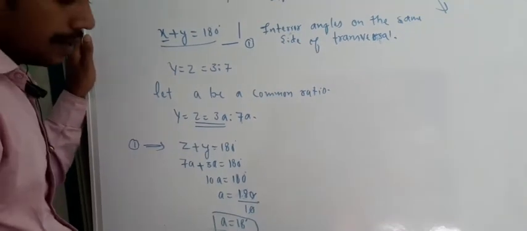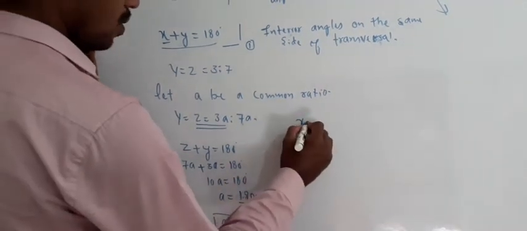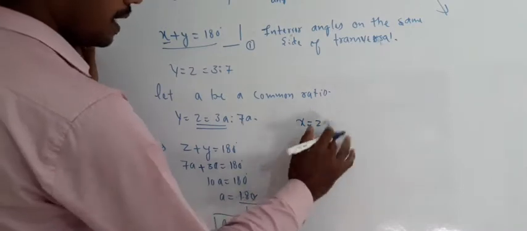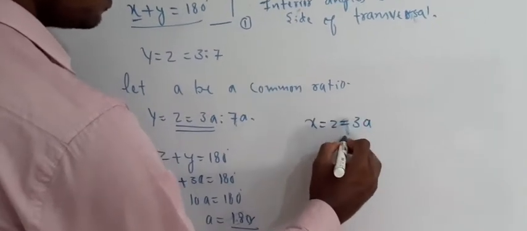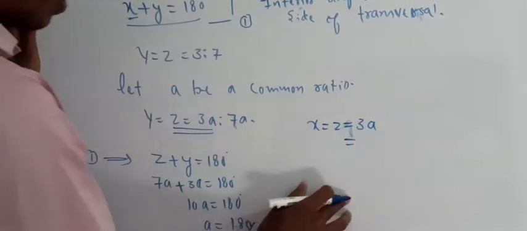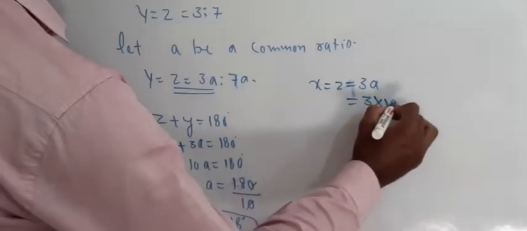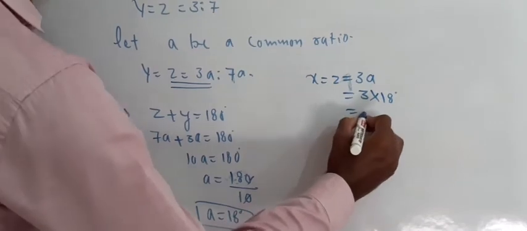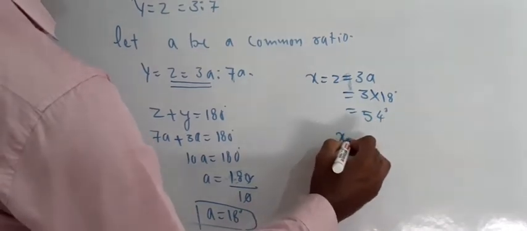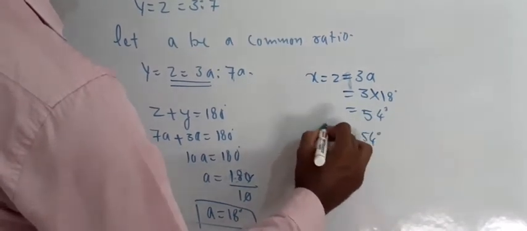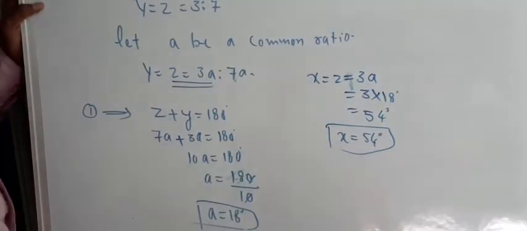Now, what is x here then? x is equal to z. Z is equal to 3A. Yes or no? Then z is equal to, what is A here? 18. So 3 into 18, 54. So x is equal to 54 degree. That's it. This was asked us to calculate.